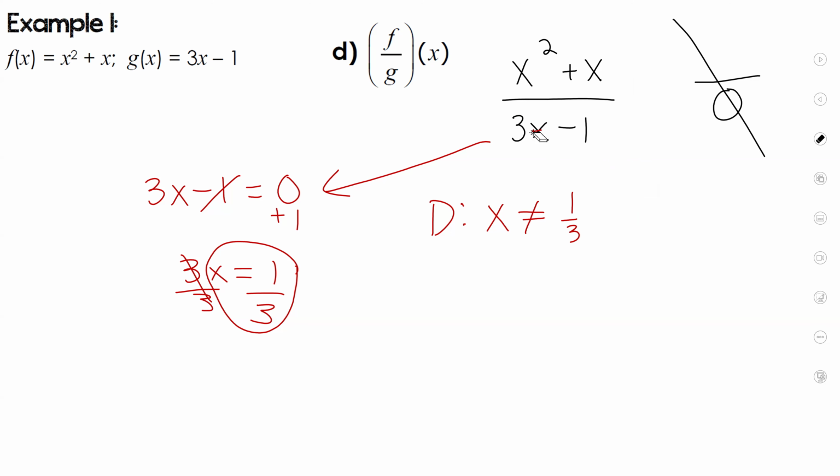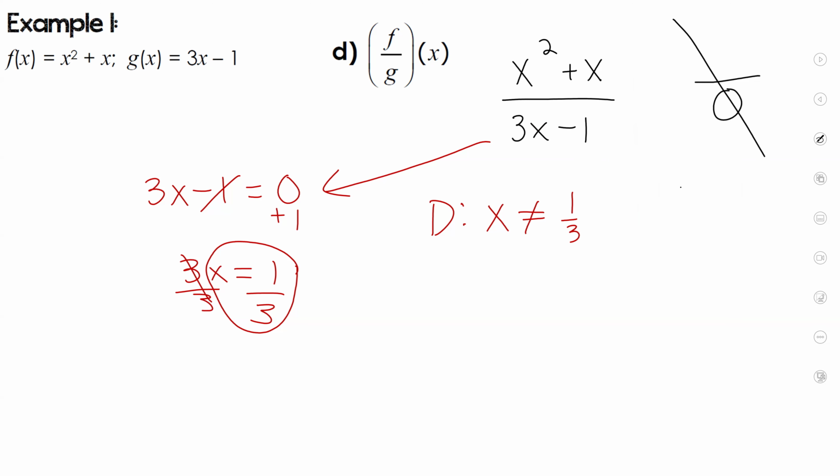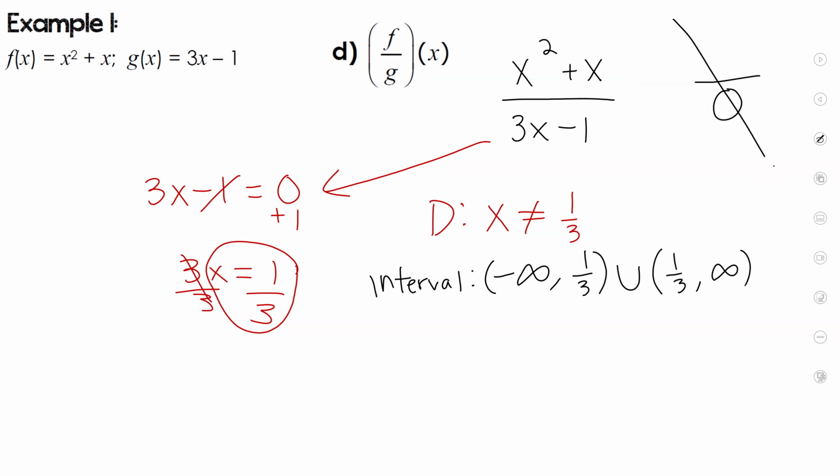Now, if you just write this, you will not get credit because I want it in interval form. Can you guys try to write on your paper how you would represent this in interval form? Go ahead and write it down. I'm going to walk around and check. How would you write this in interval form? Okay, so you should have written, you can be anything below 1/3 and anything above 1/3. You just cannot be 1/3.